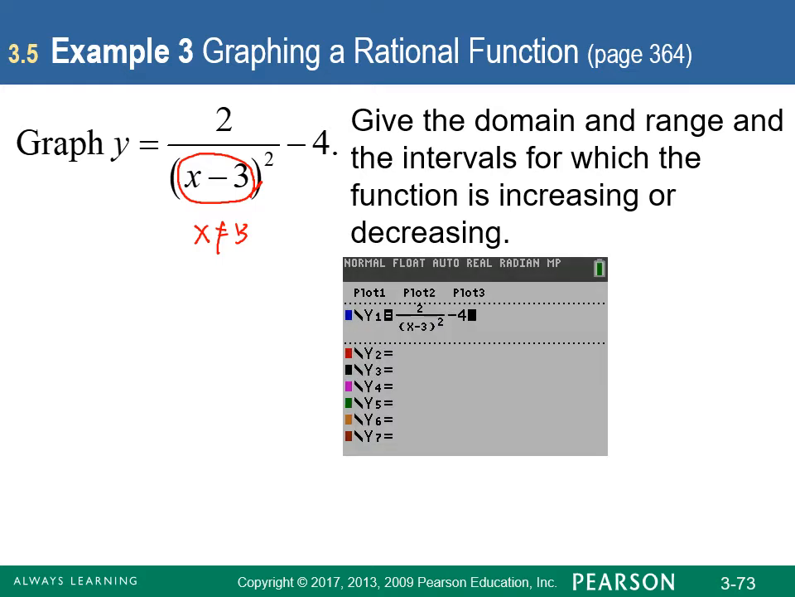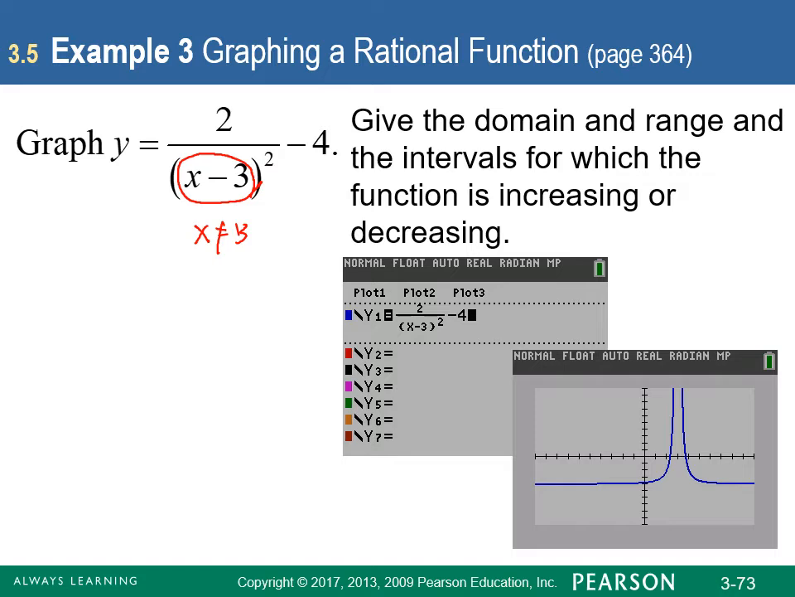Here's the graph, and sure enough, here is 3. No value anywhere above or below x equals 3. So the domain of this is just like the previous one. We can go from negative infinity to 3, from 3 to infinity, just not the 3. Now the range is a little trickier.